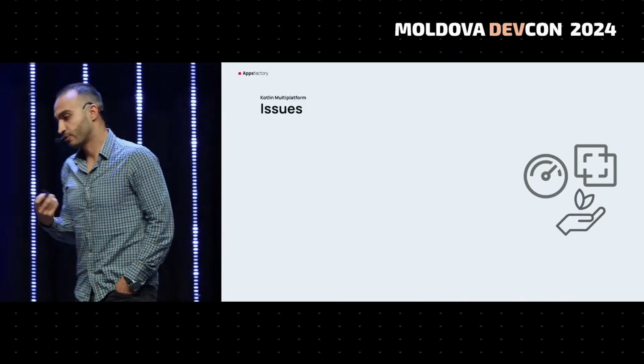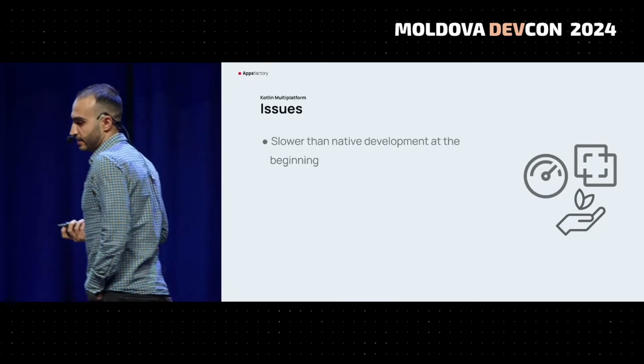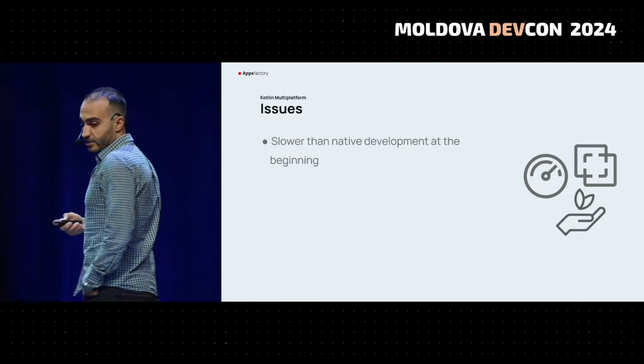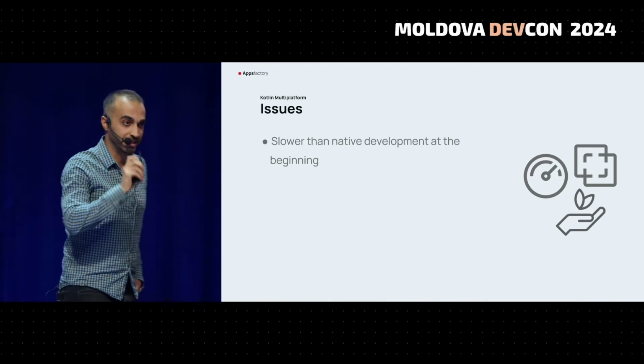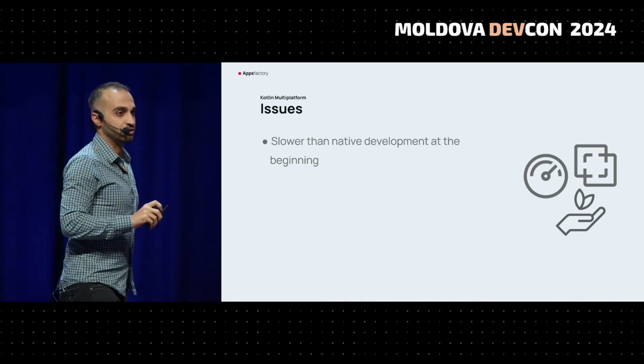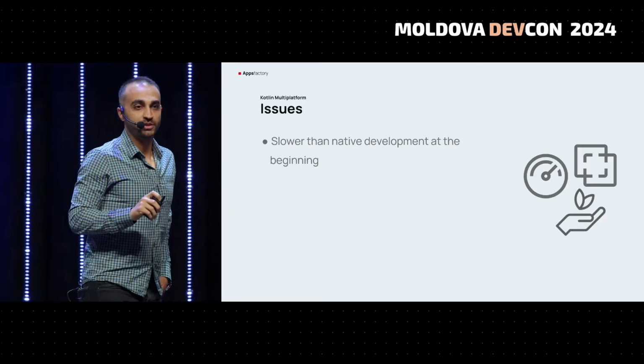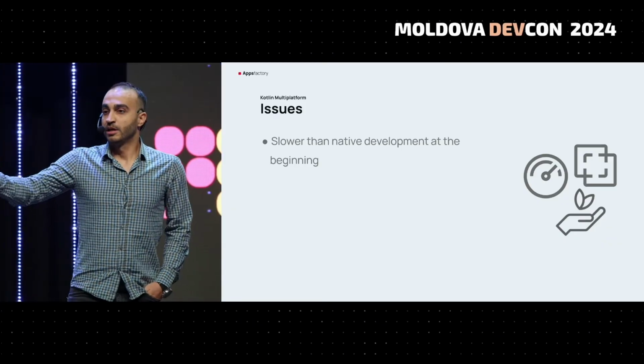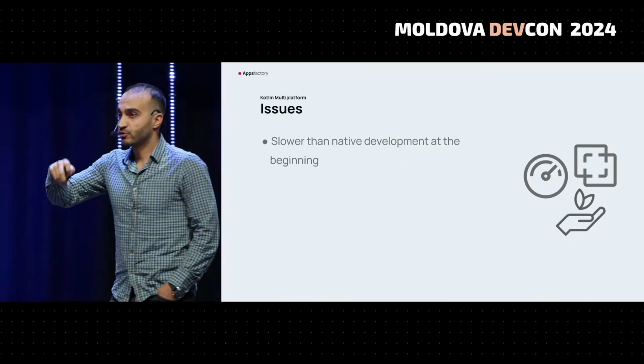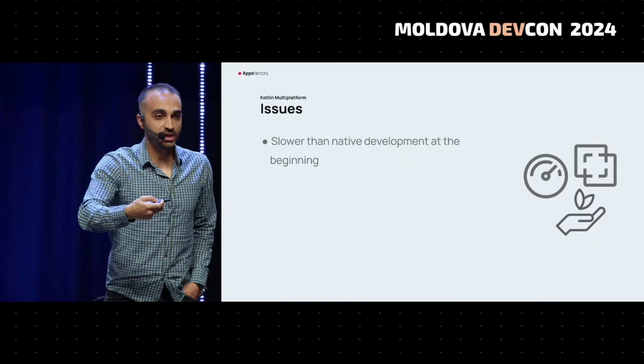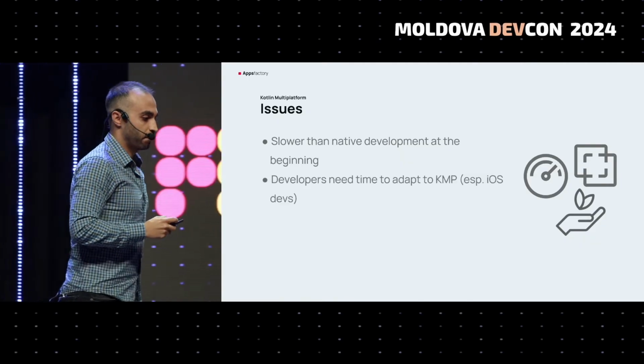So, of course, we had some issues as well during this time. It's slower than native development at the beginning because it's a new technology. We had to read documentation. We had to check the code samples. Then we had to apply this to our project in a best practice way.